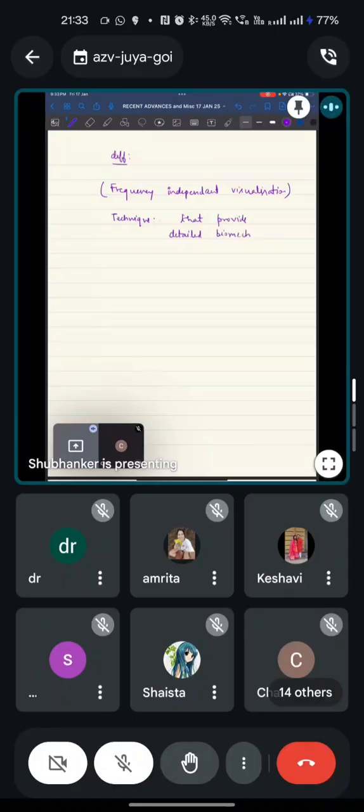The rest all remains the same, that it provides the detailed biomechanics assessment of vocal physiology, due to increased temporal resolution.